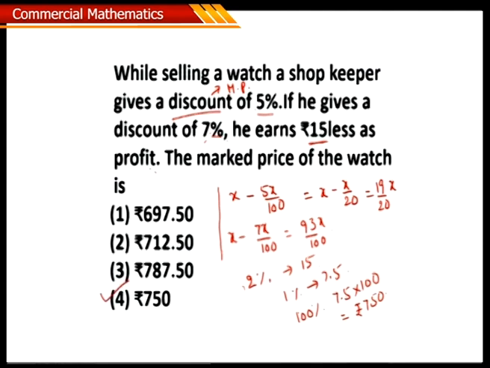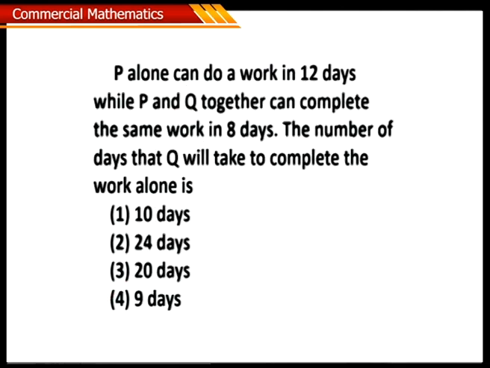Okay, let us go for one more problem. This is a problem of type work. Suppose P alone can do a work in 12 days and P and Q together can complete the same work in 8 days, then in how many days can Q alone do it? For example, a work is to be done by P alone. He is taking 12 days. So in one day he can do 1/12 of the work, and P and Q together will take 8 days, means it is 1/8.